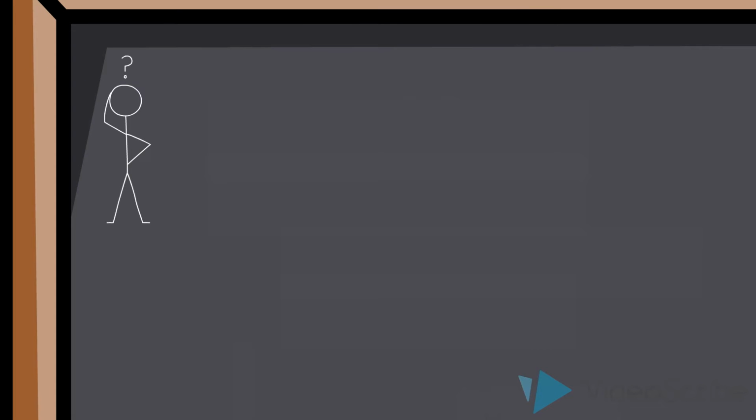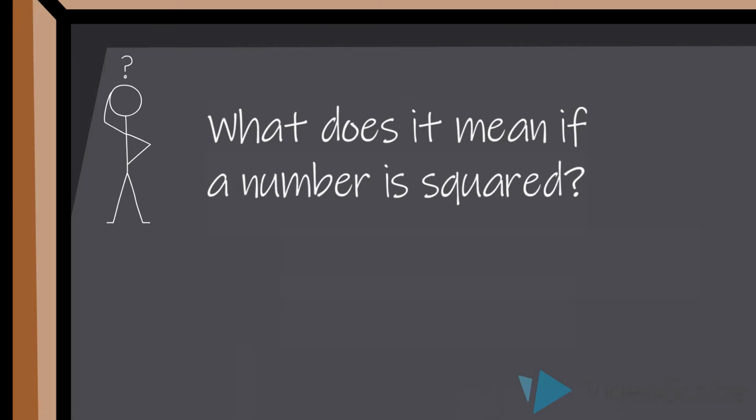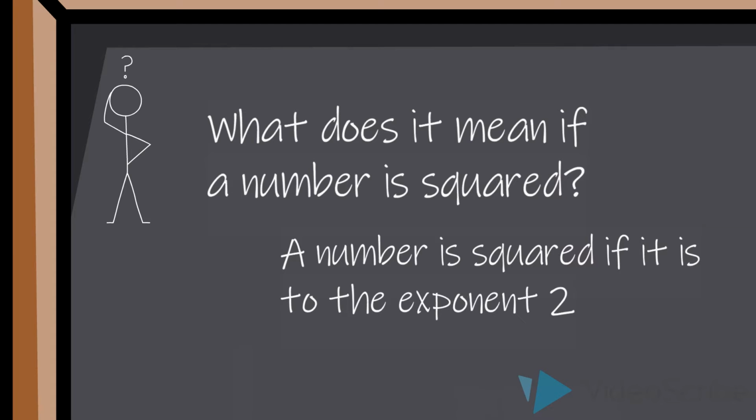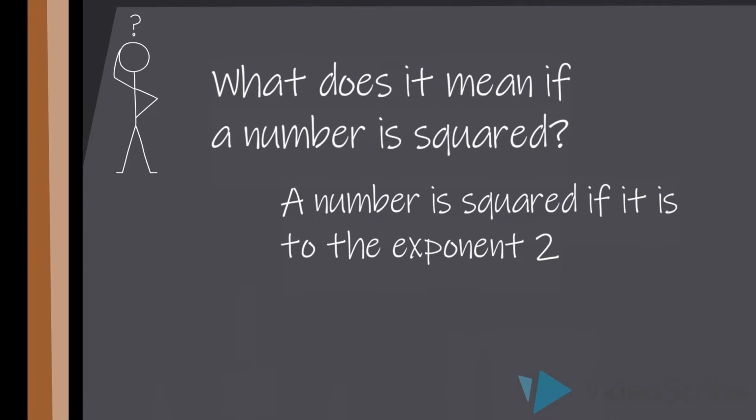Before we talk about what a square root is, we need to know what it means if a number is squared. We say a number is squared if it is to the exponent 2. We call it that way because it is like we are multiplying two sides of a square to find the area. For example, if I had a square and the sides measured 5 each, to find the area I do 5 times 5, or 5 squared. The area of the square would be 25.